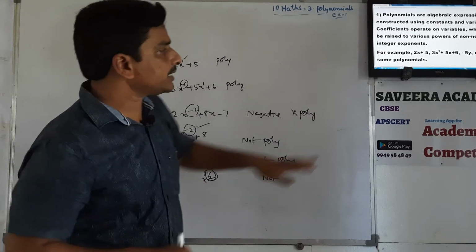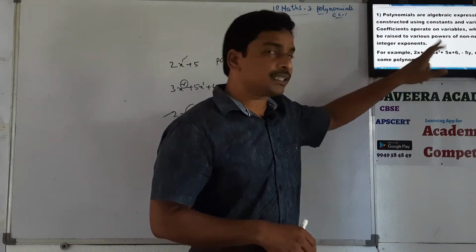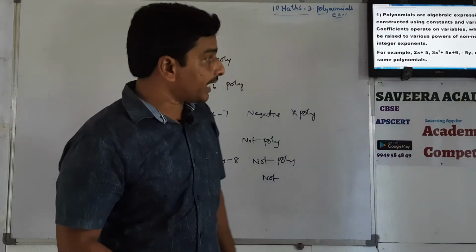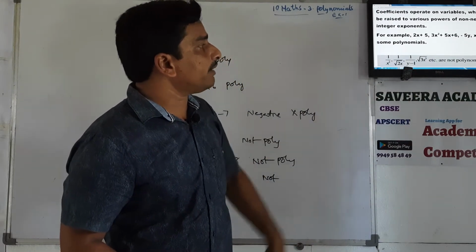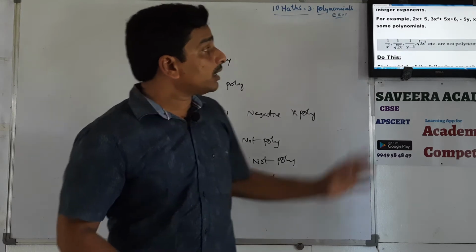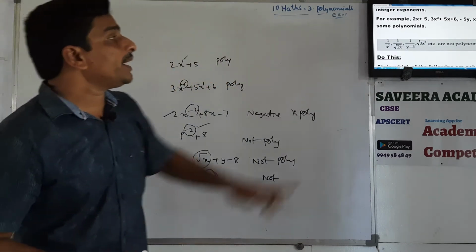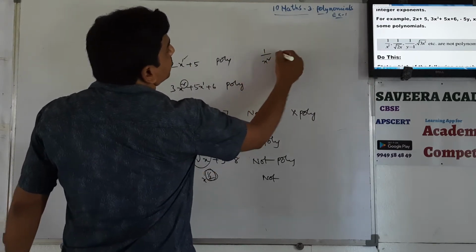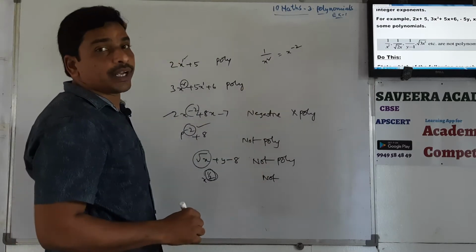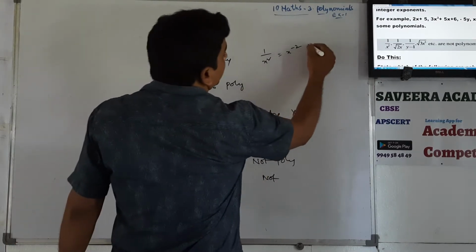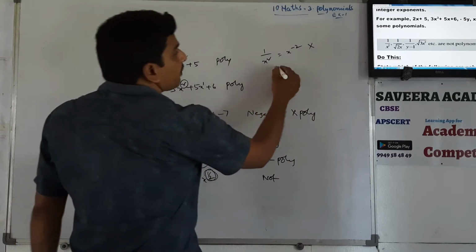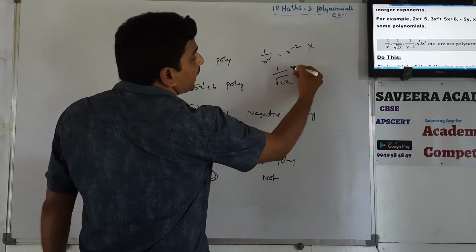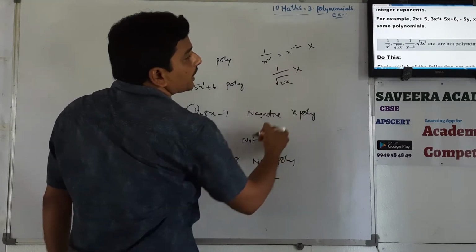So, in such a manner, here some examples are given. 2x plus 5, that is an example of polynomial. 3x square plus 5x plus 6, minus 5y x cube. There are some examples given. And here what are not polynomials are also given. 1 by x square. 1 by x square on writing, you will get x power of minus 2. Negative integer you got. So, non-negative integer is not there. This is not a polynomial. 1 by root 2x. Whenever you bring this one upward, you will get a negative number. So, this is also not a polynomial.